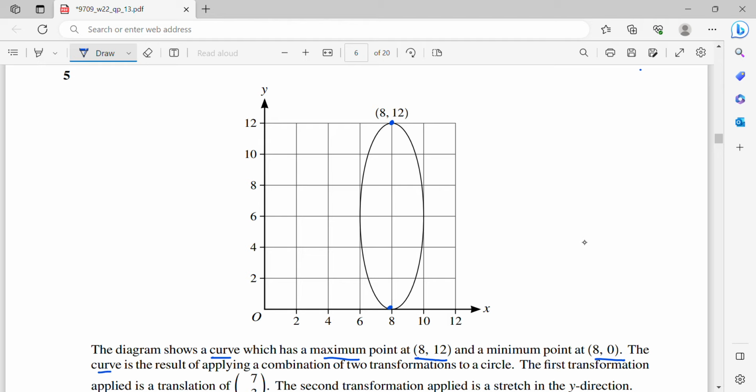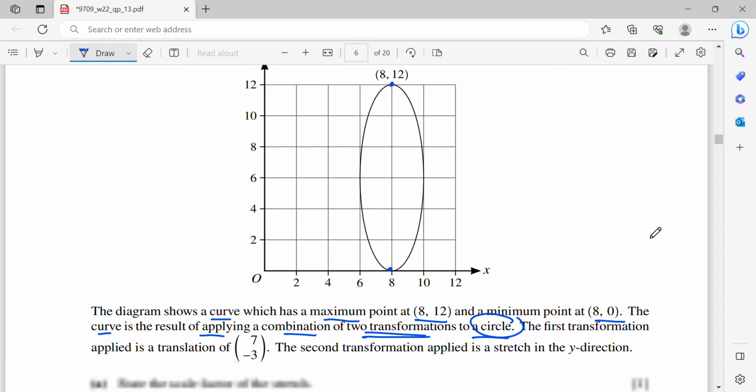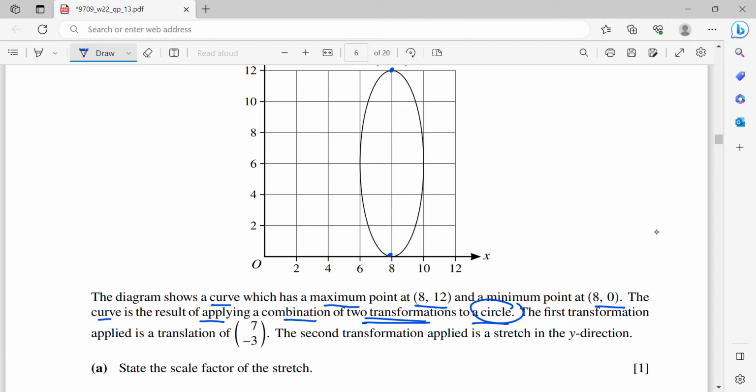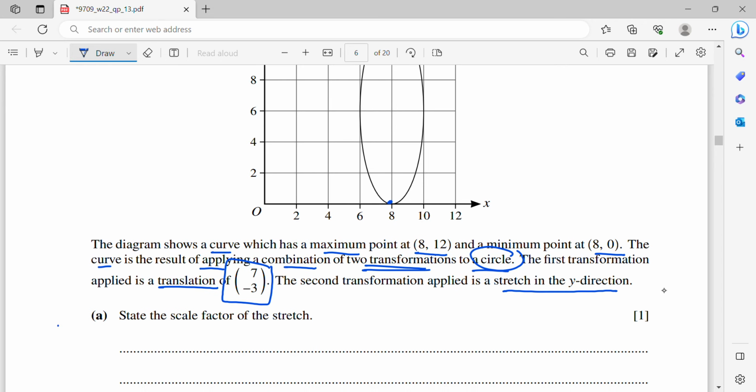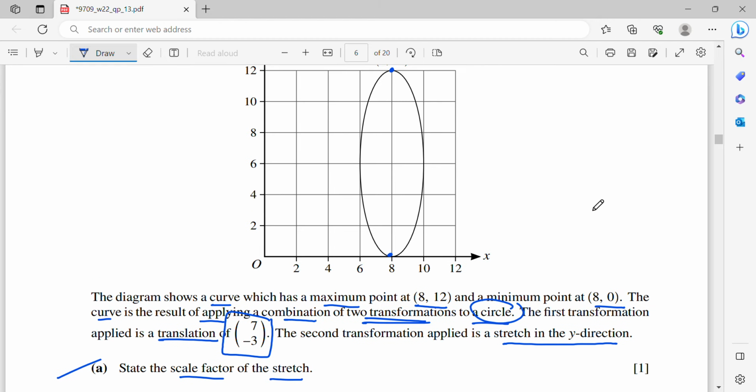Now, the curve is the result of applying a combination of two transformations to the circle. So the initial diagram is a circle. The first transformation applied is a translation of (7, -3). The second transformation applied is a stretch in the y direction. Now, part A: state the scale factor of the stretch. For part A, let's look at the dimensions first. For the vertical dimension, the vertical length, we know that here is going to be 12.